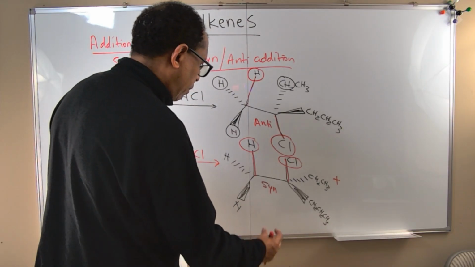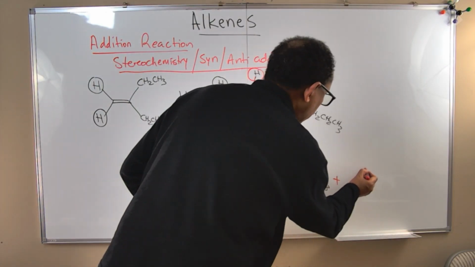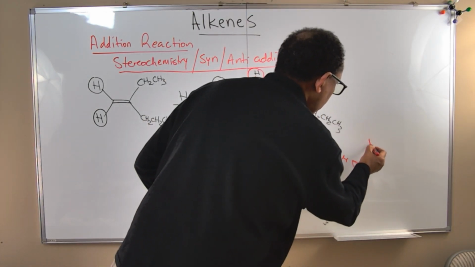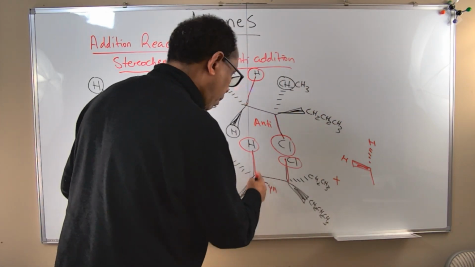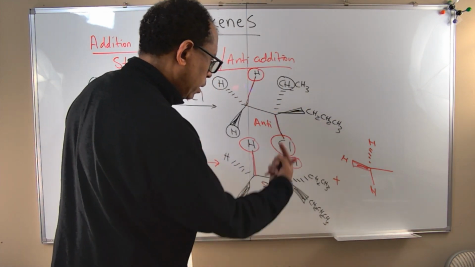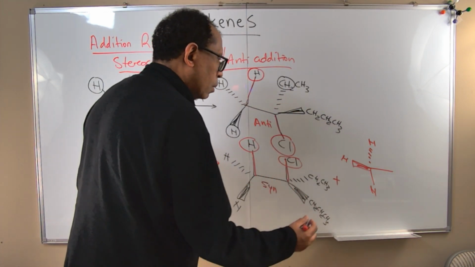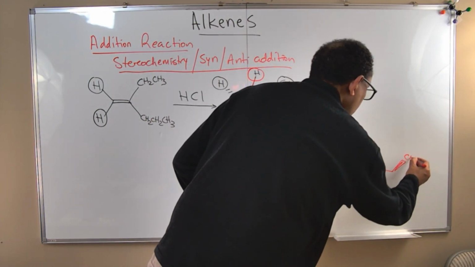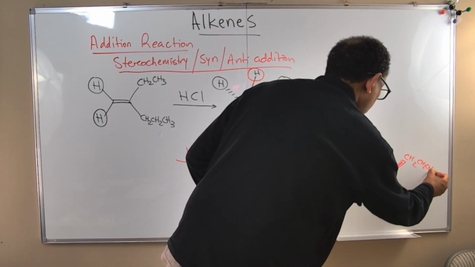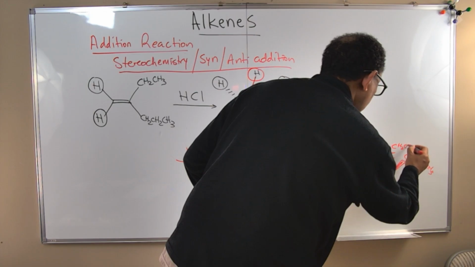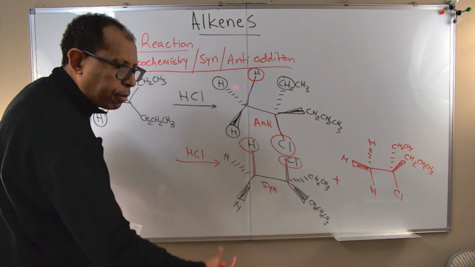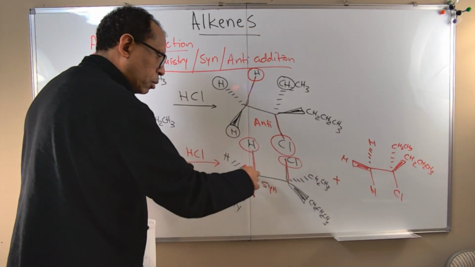For example, if they come from bottom, they will look like this. This is H, this is another H, and the new H is coming from bottom, and the Cl is coming from bottom, the same side. So this would be CH2, CH2, CH3, and the ethyl group is this, and Cl is down here. So HCl is coming from bottom here, and from top there, so those are enantiomers.